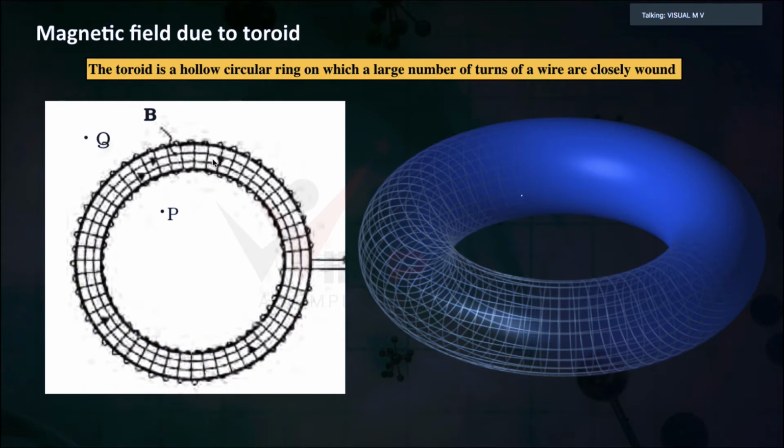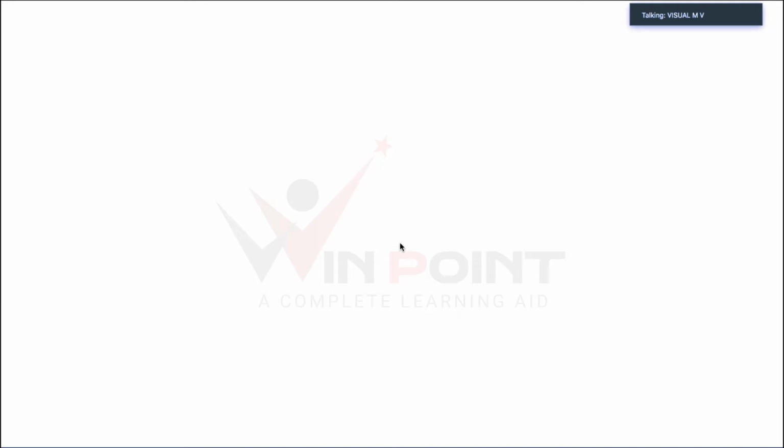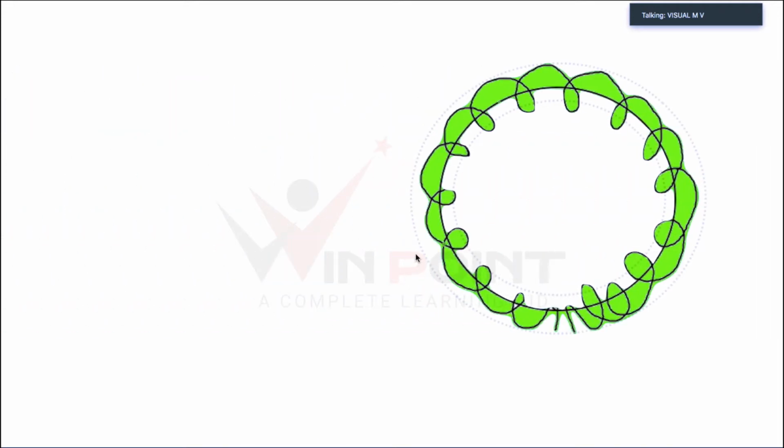That is a toroid. We are going to consider a toroid. This is our toroid, a solenoid in the form of a circle, and we are going to find the magnetic field due to the toroid. There are 3 points. This is the radius of this circular toroid, it is r.